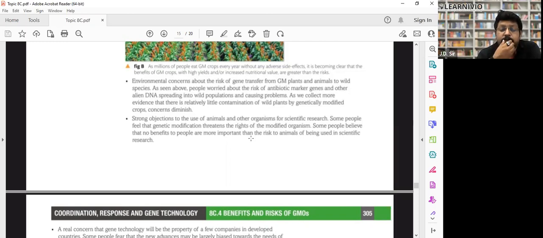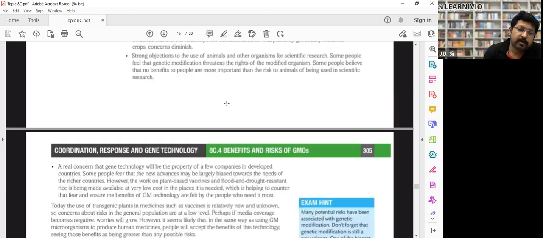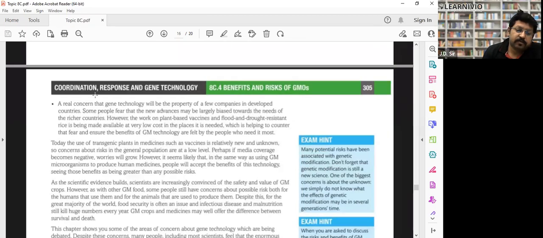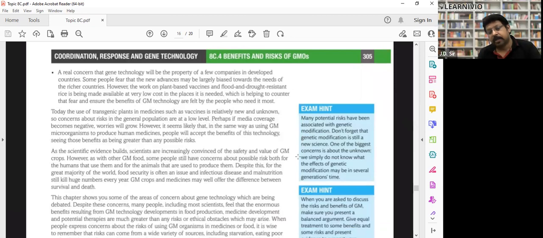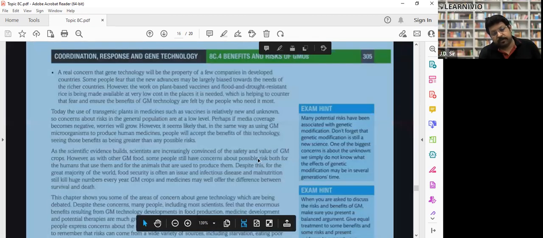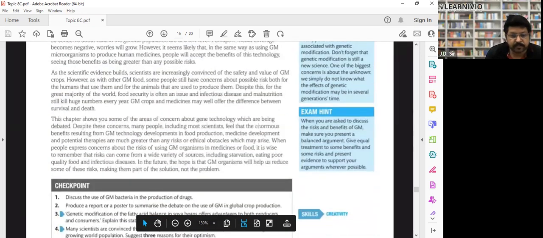A strong objection to the use of animals and other organisms in scientific research. Some people feel that genetic modification threatens the right of the organism. Some people believe that no benefit to people is more important than the risk of animals being used in scientific research. Right. For scientific research, we are using some animals. We are doing experiments that may become harmful in future and sometimes.